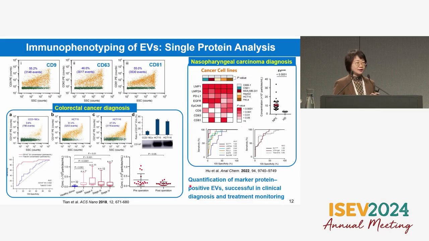And also, one distinguished advantage of flow for EV analysis is high throughput immunophenotyping of single EVs. By concurrently measuring the side scattering and antibody fluorescence, you can quantify the precise percentage of particles or EVs expressing a protein marker, so the percentage and also the distributions. And these strategies have been used successfully in clinical diagnosis and prognosis.